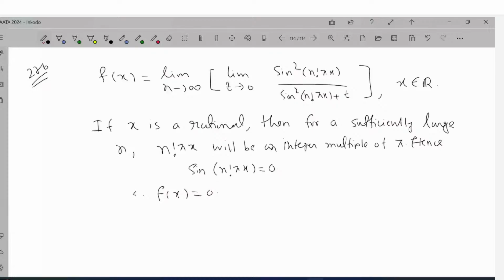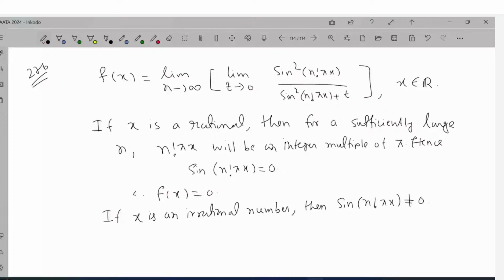That's your case. The next case is like that. If x is an irrational number, then sine of n factorial pi x is not equal to 0. It cannot be 0.